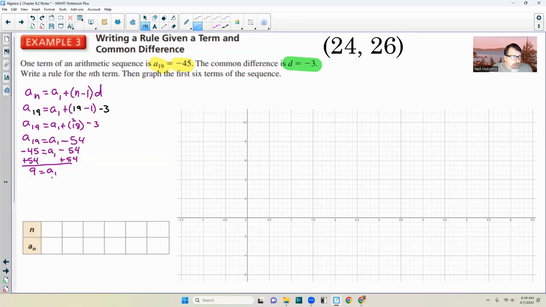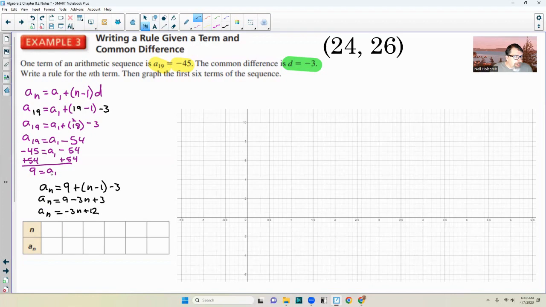Okay, and so now that's all I need. So now I know my rule. My rule is now a sub n equals a sub 1, which is 9, plus n minus 1 times negative 3. And if I distribute that, I get a sub n equals 9 minus 3n plus 3. And then when I rearrange this, a sub n equals negative 3n, and 3 plus 9 is 12. So my formula is negative 3n plus 12.